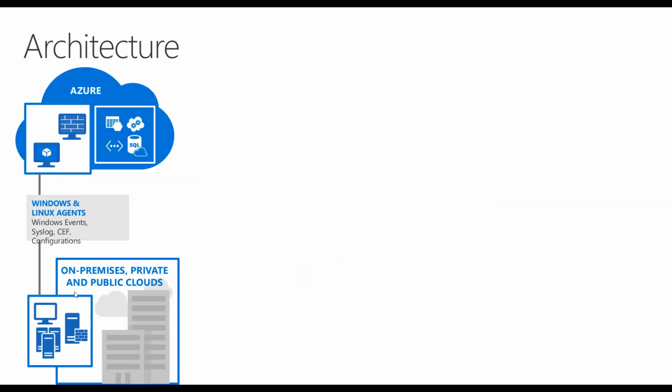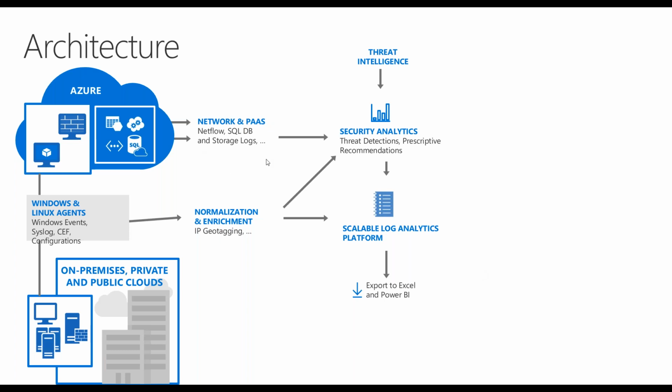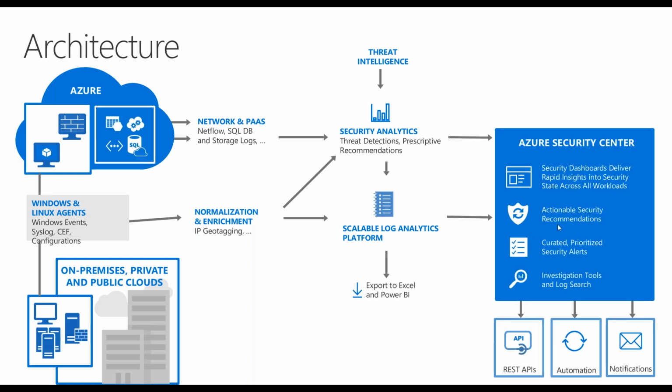So this is the general architecture. You have your on-premises data center, you have Azure data center. The data comes into Log Analytics, and then you can export the data into Excel or Power BI. The data is checked by the security analytics, threat detection, or prescriptive recommendation through Microsoft's proprietary threat intelligence. Data also comes through networking, through different PaaS services, and then all the data is collated in Log Analytics. And that is what we were seeing in the Azure Security Center. Those were the curated insights that we were seeing in the Azure Security Center.